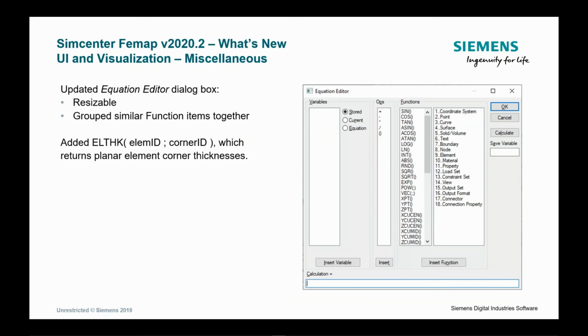Okay, some miscellaneous upgrades to UI and visualization. The equation editor box you can now resize, and they've also grouped similar function items together, so it's a little bit easier to interact with. And they've added another function, element thickness, where you can pull the element ID and the corner ID, and then it returns the planar element corner thickness.